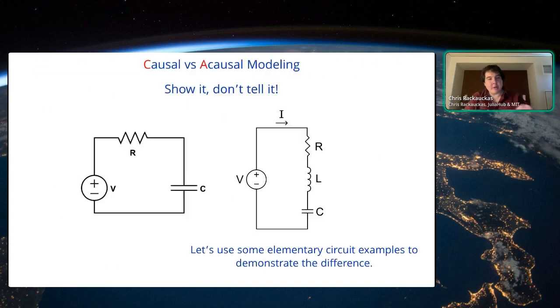So I think the best way to explain how acausal modeling works is a show-don't-tell kind of approach, right? So what I want to do is just show you how you actually do RC circuits.